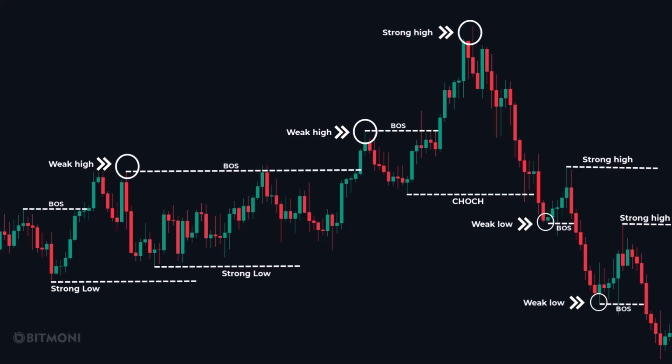Weak highs are those that don't lead to significant downward movement. They're typically broken easily when the market revisits them. In contrast, strong highs trigger sharp downward moves, signaling strong selling pressure, and are more likely to hold.